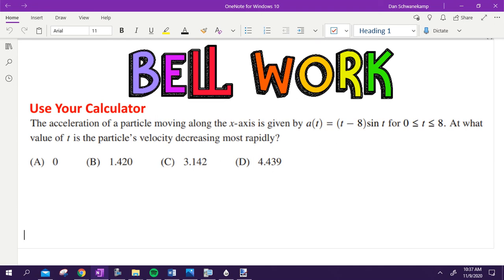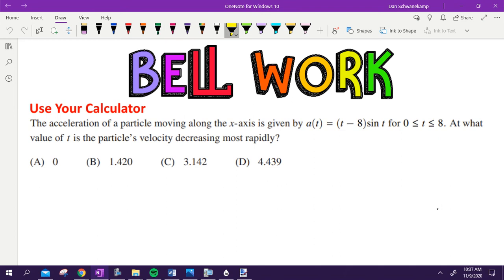All right, so they were mean to you on this question because they said this phrase right here: velocity is decreasing the most rapidly. It's a weird question. Okay, but we're going to be able to put those two things together. So this is a calculator question. They gave me the acceleration, so let's go ahead and type that in.